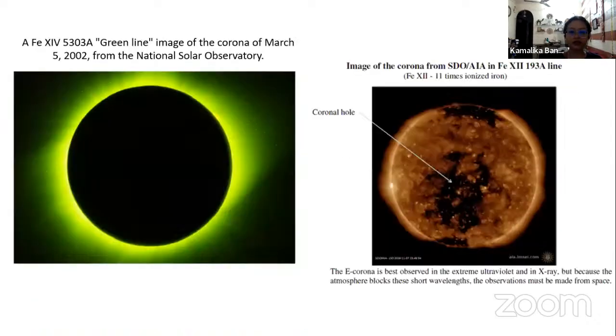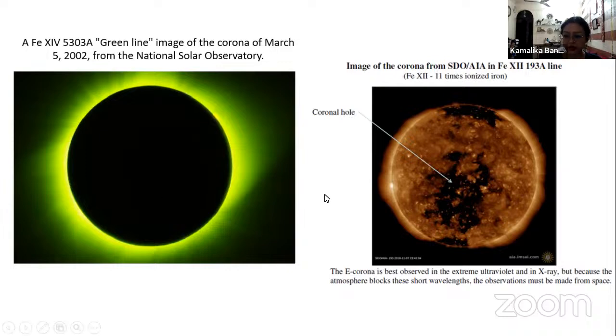These are some of the images which show the different lines, like an Fe 14 5303 Å green line image of the corona of March 2002 from the National Solar Observatory. This is how these images are taken and further studies are done. Another image that has been taken.